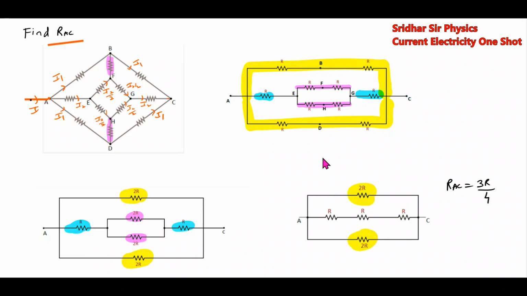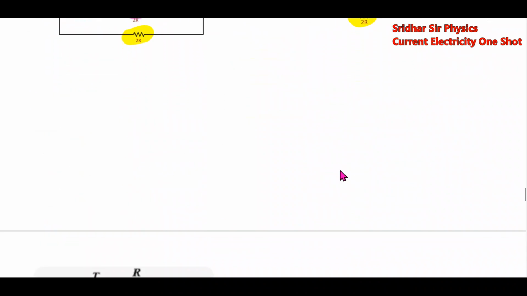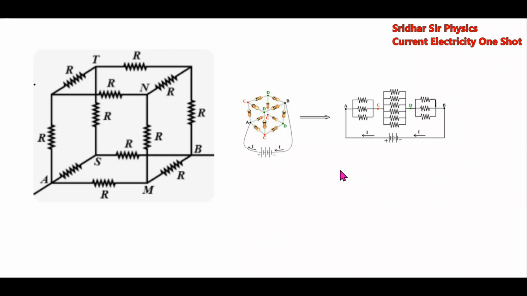Okay, these are some ideas which I'm sharing. Equivalent resistance, then the total will be 3R by 4. We take the next one. This is about the cube. We have to calculate the effective resistance across A and B. Where is A? A is here, and B is here.